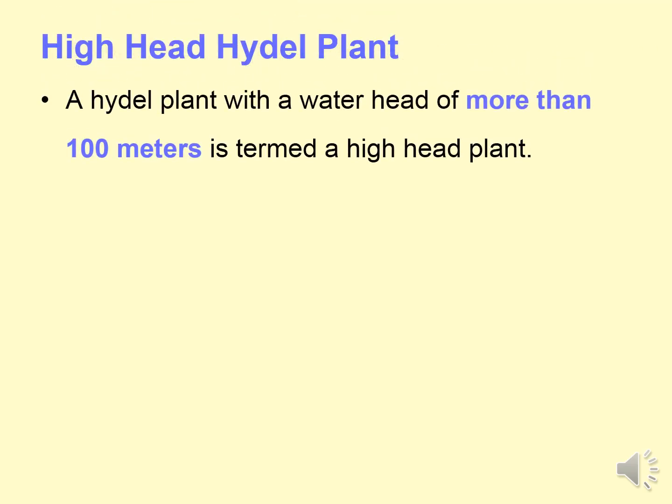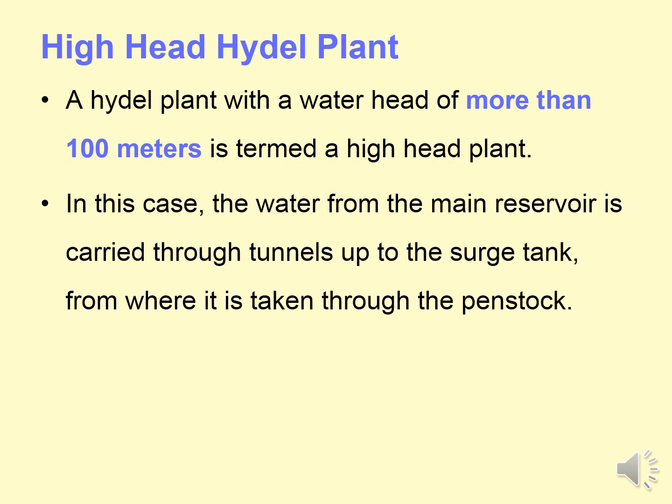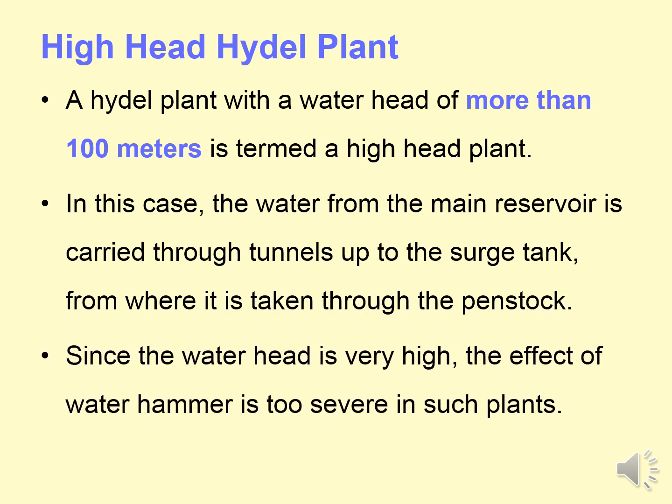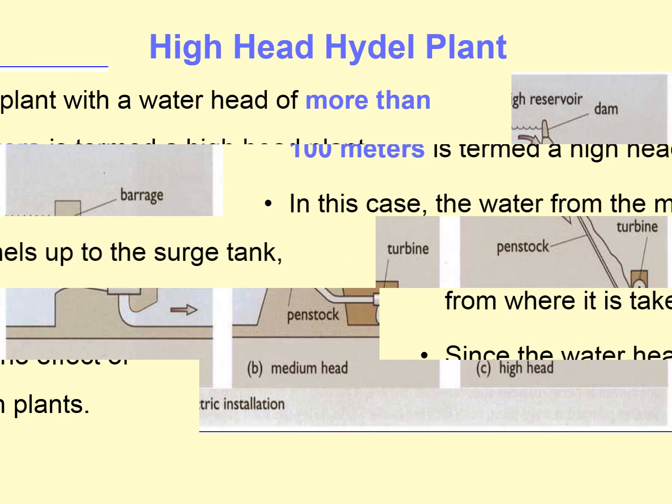So that is called a high head hydel plant. Above 100 meters, water is available. In this case, water from the main reservoir is carried through tunnels up to the surge tank. From the surge tank, it is taken through the penstock. Hence, the water head is very high. The effect of water hammer is too severe in this pipe.